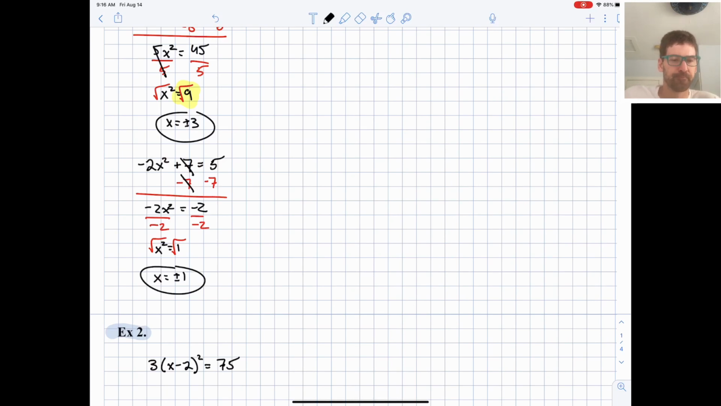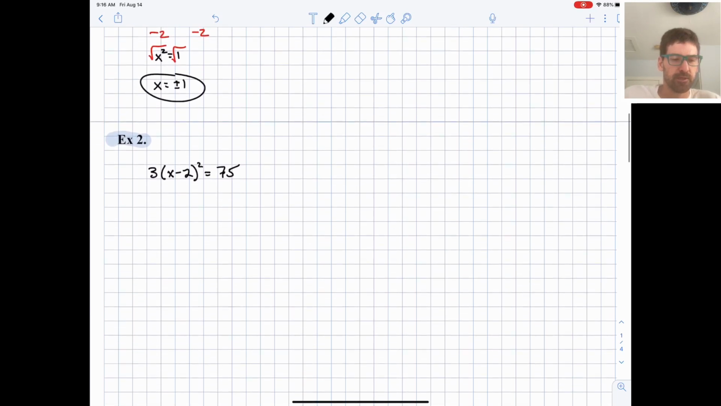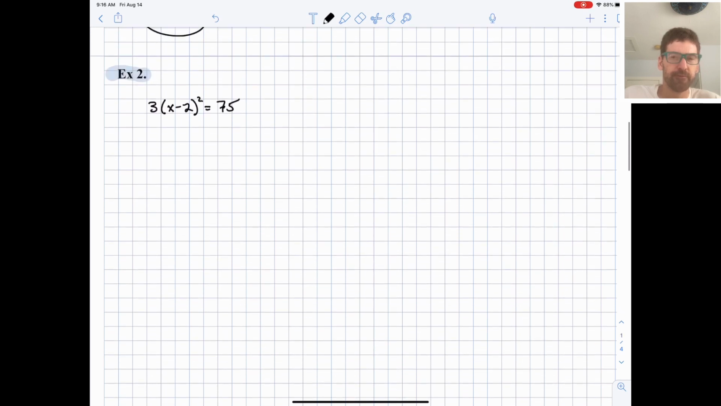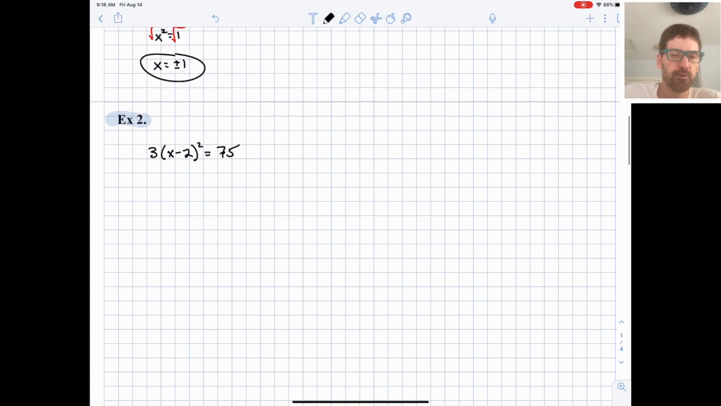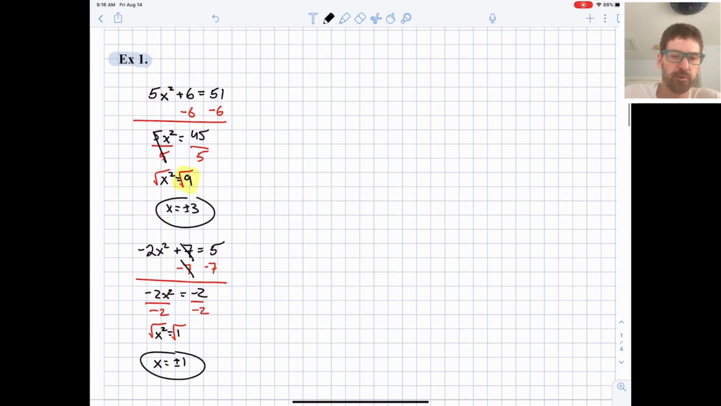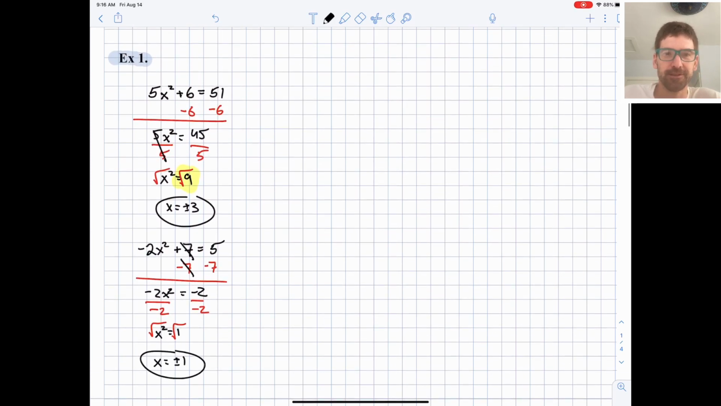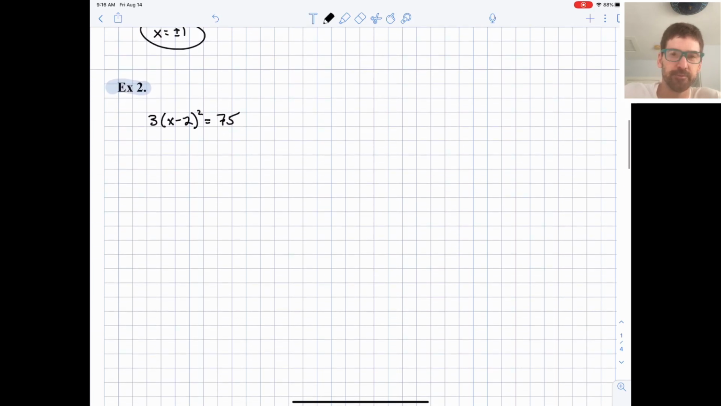Next one, it looks like it's in a different format, right? And so it's sort of looking like vertex form, kind of. Before we had standard form with b equal to 0. There's a clue that these are friendlier when b is equal to 0. But now we have a vertex form equation, and we can. Here's what you don't want to do.